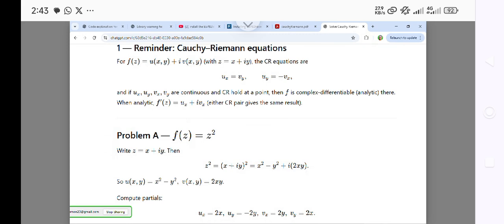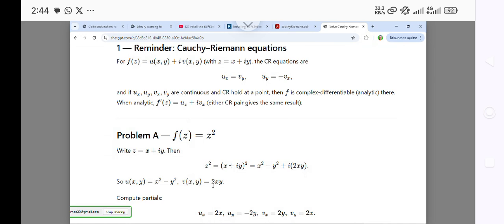When you expand it by normal expansion, it will give you this. So looking at this now, you see that we now have both real parts and imaginary parts. And I told you earlier that the real part is u of x comma y. So this is the real part, and we name it u of x comma y. Then the imaginary part is 2xy. So you see that we are naming it v of x comma y.